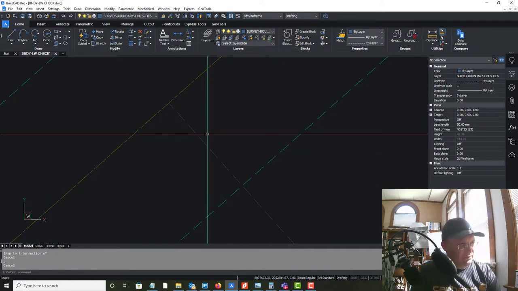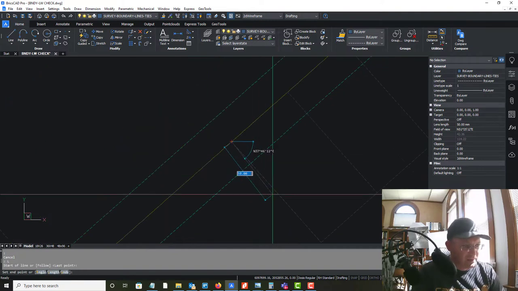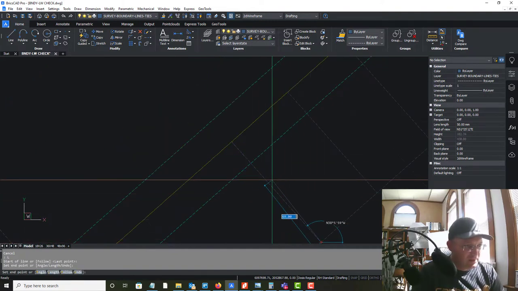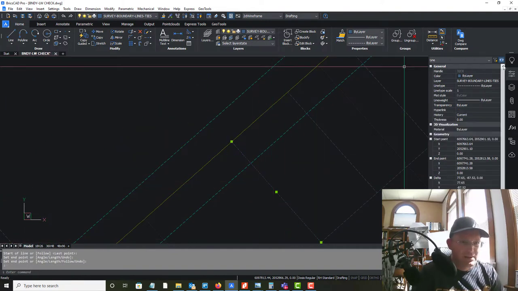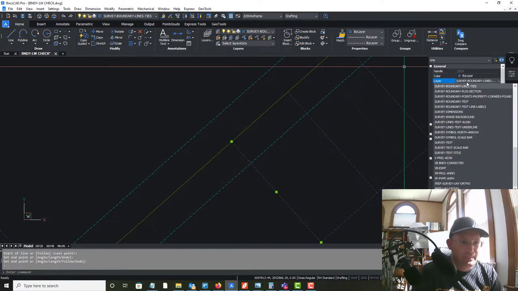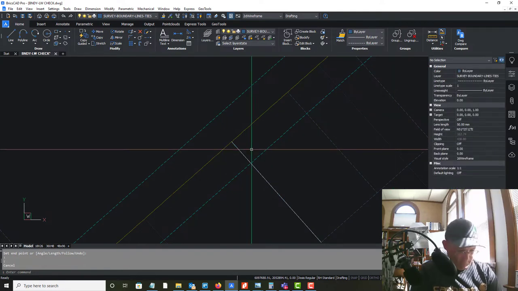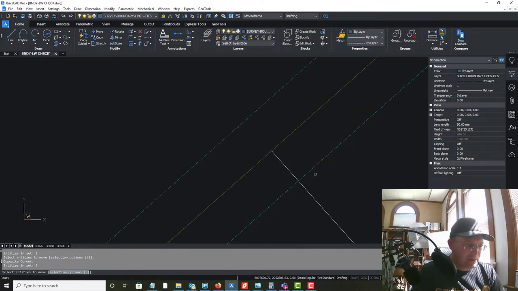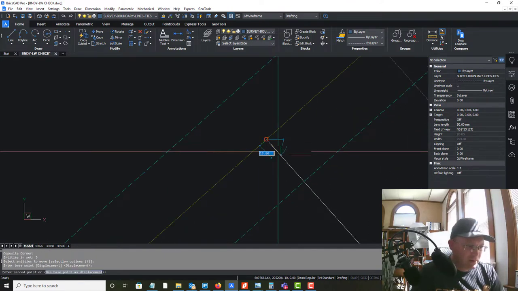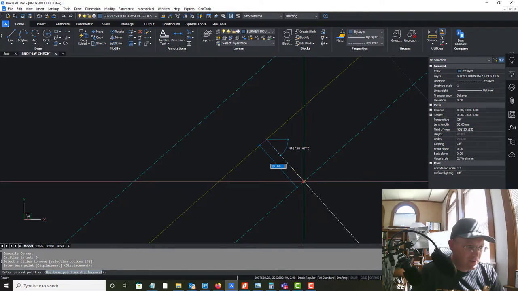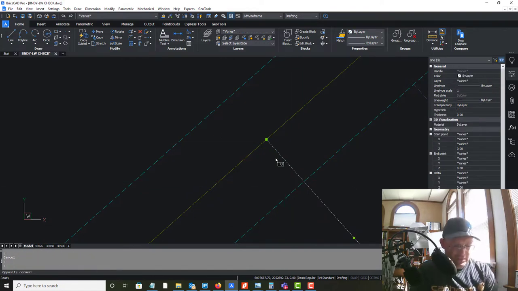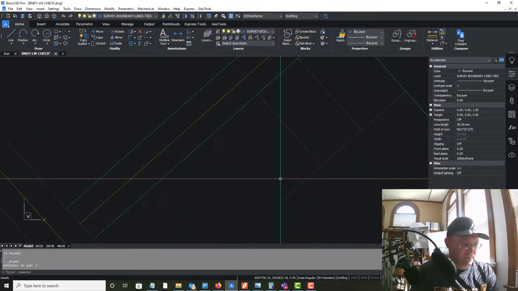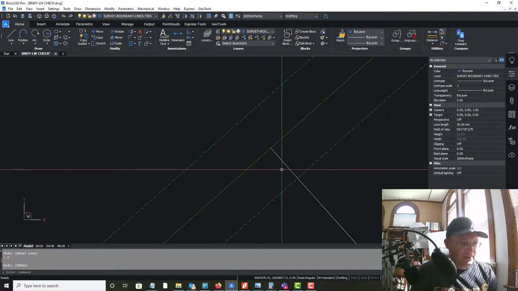Sometimes BricsCAD has a hard time if you get dashes overlaid on dashes, so let's fix that real quick. I'm going to move these into place. Okay, so that's how I place those.